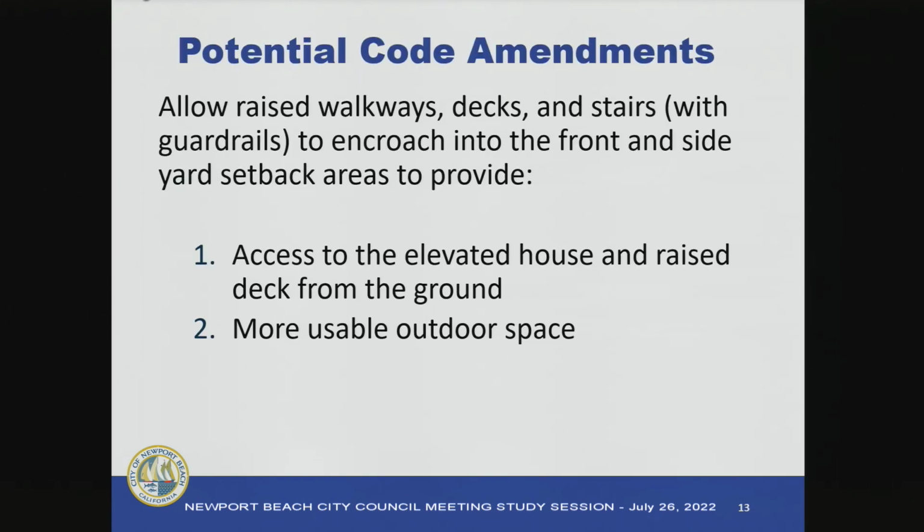Our potential code amendments include allowing for full encroachment into the side and the front yard setbacks. That means decks, railings, walkways, and stairs would all be allowed to be located within the side and the front yard setback without those height limits. This would provide for access from the elevated house or raised deck to the ground and provide for a more usable outdoor space.